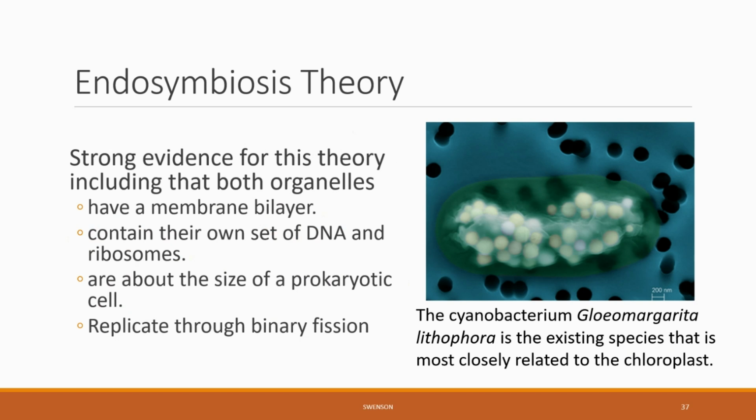Additionally, they are about the same size and shape as prokaryotic cells. Now, keep in mind, as I said earlier, eukaryotic cells are about 10 times the size on average than prokaryotic cells. So there's plenty of room inside of those cells to carry these prokaryotic cells. And they replicate through binary fission.